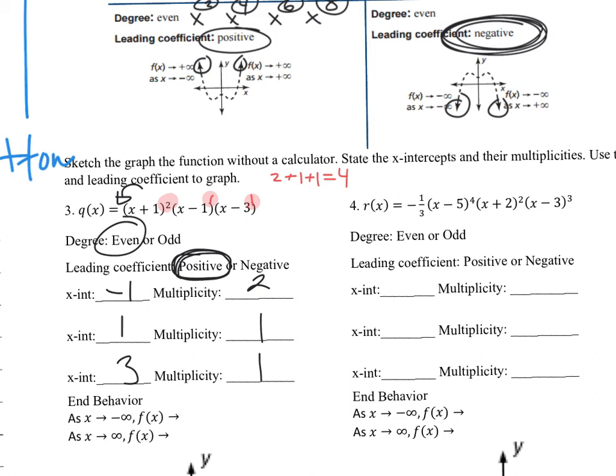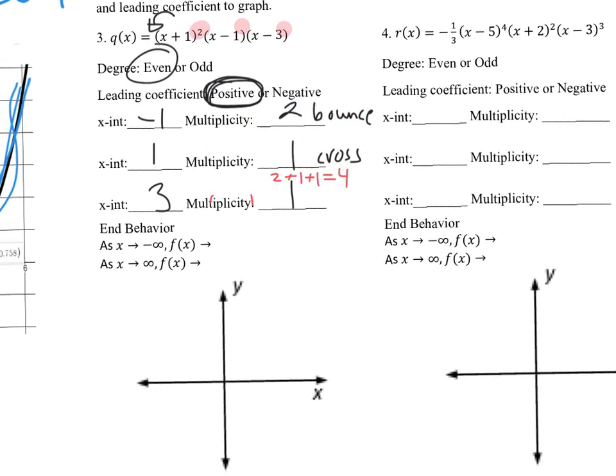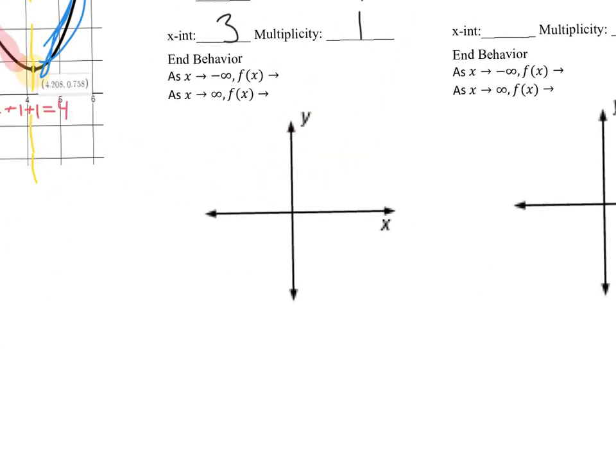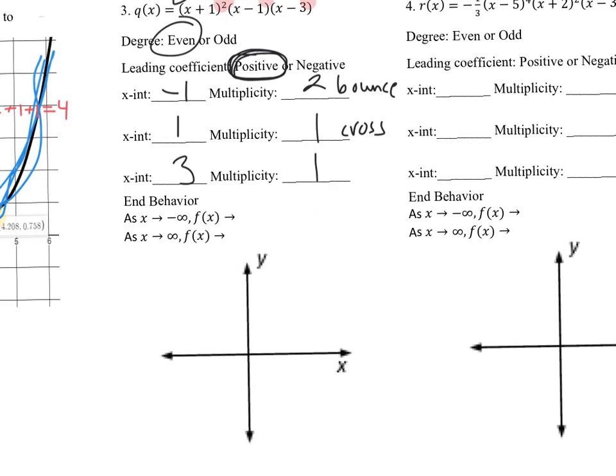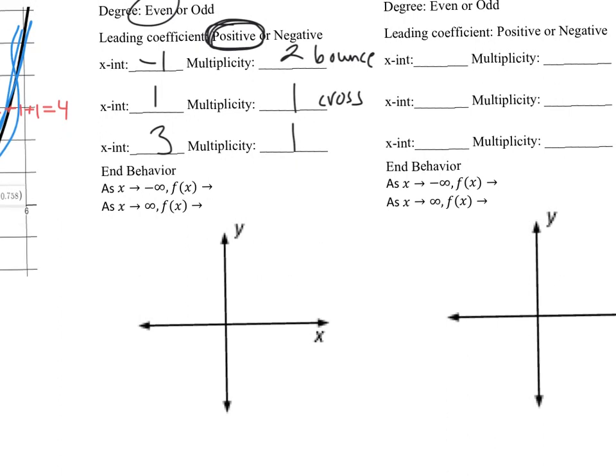Now, this is helpful because if you end up with an even multiplicity, that means your graph is going to bounce. And so here, this would indicate that we would bounce. And if it's odd, it's going to cross. So, of course, the other ones would cross. Now, what does that essentially mean? So let's take a look at it over here. So I'm going to put in my x-intercepts. And that's going to give me a -1 right here, a 1, and a 3.